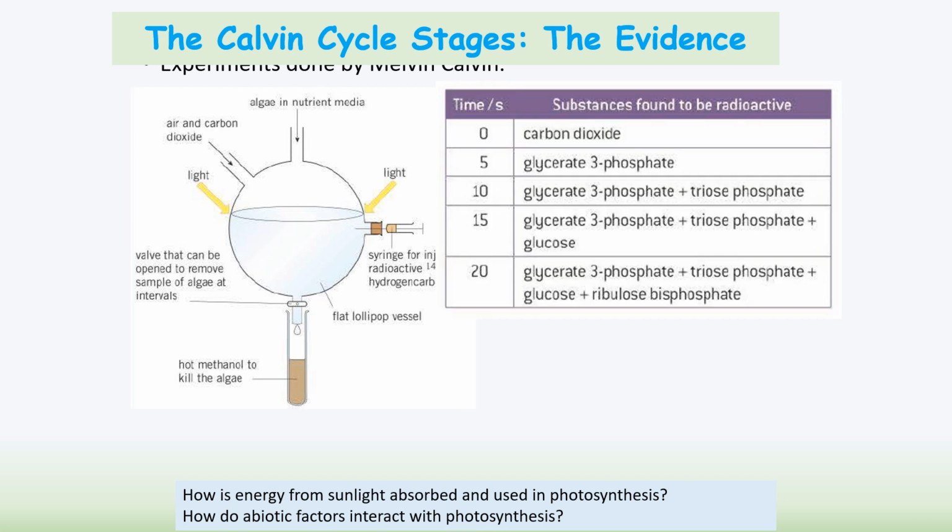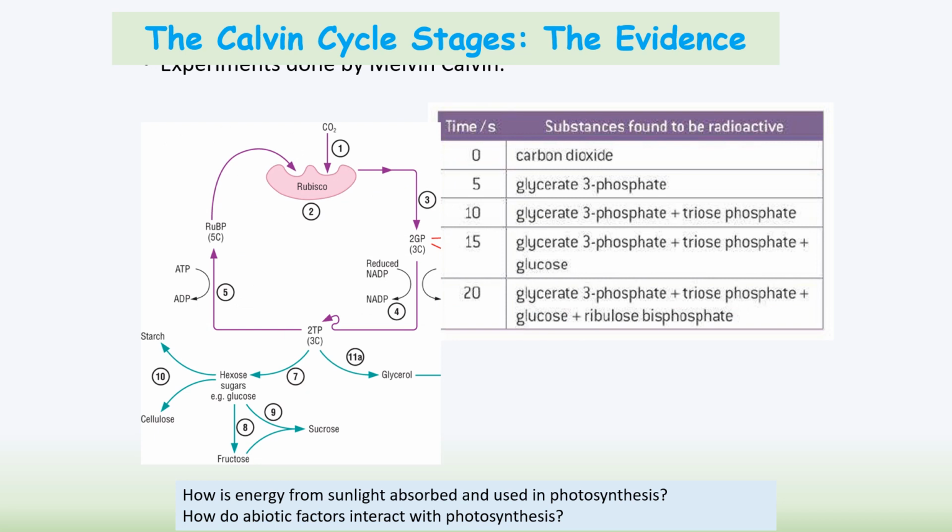When he did this, he first of all found at 0 seconds carbon dioxide was where all the radioactive carbon was. At 5 seconds it would be glycerate-3-phosphate. At 10 seconds he identified triose phosphate. At 15 seconds triose phosphate and glucose, and then he identified ribulose bisphosphate as well, showing the order of the cycle from where the carbon dioxide would go that I've just spoken about.